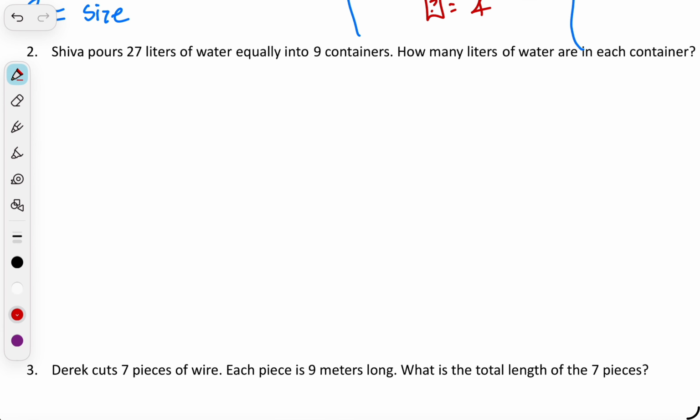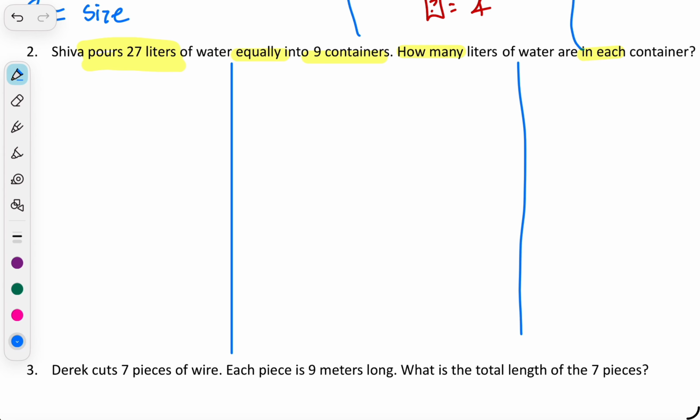Shiva pours 27 liters of water equally into 9 containers. Okay. How many liters of water are in each container? So we know that she pours 27 liters of water. So that seems to be important. This word equally is also important, into 9 containers. And we're looking for how many in each. Okay. So with this word problem, let's break this down into, again, just 3 simple steps.